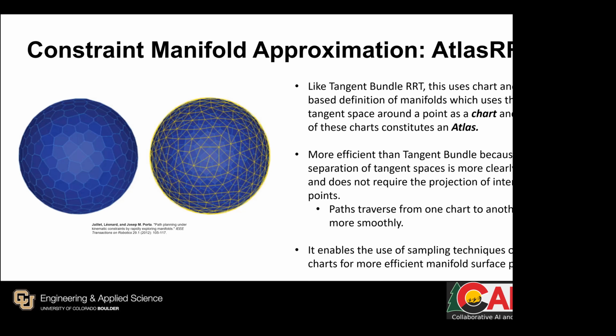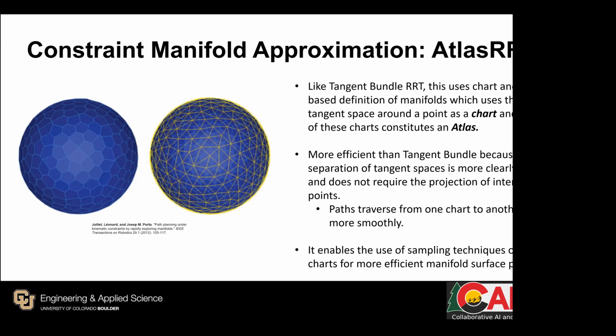Related to tangent bundle RRT is an RRT-based approach called AtlasRRT, introduced by Leonard Jaillet and Josep M. Porta. And essentially, AtlasRRT takes the notion of adopting the atlas and chart definition of a manifold to its logical end. It's very similar to tangent bundle RRT, in that again, it treats each local tangent space as a chart, or a local Euclidean approximation of your manifold. And it will only transition to a new tangent space so long as certain criteria are met.